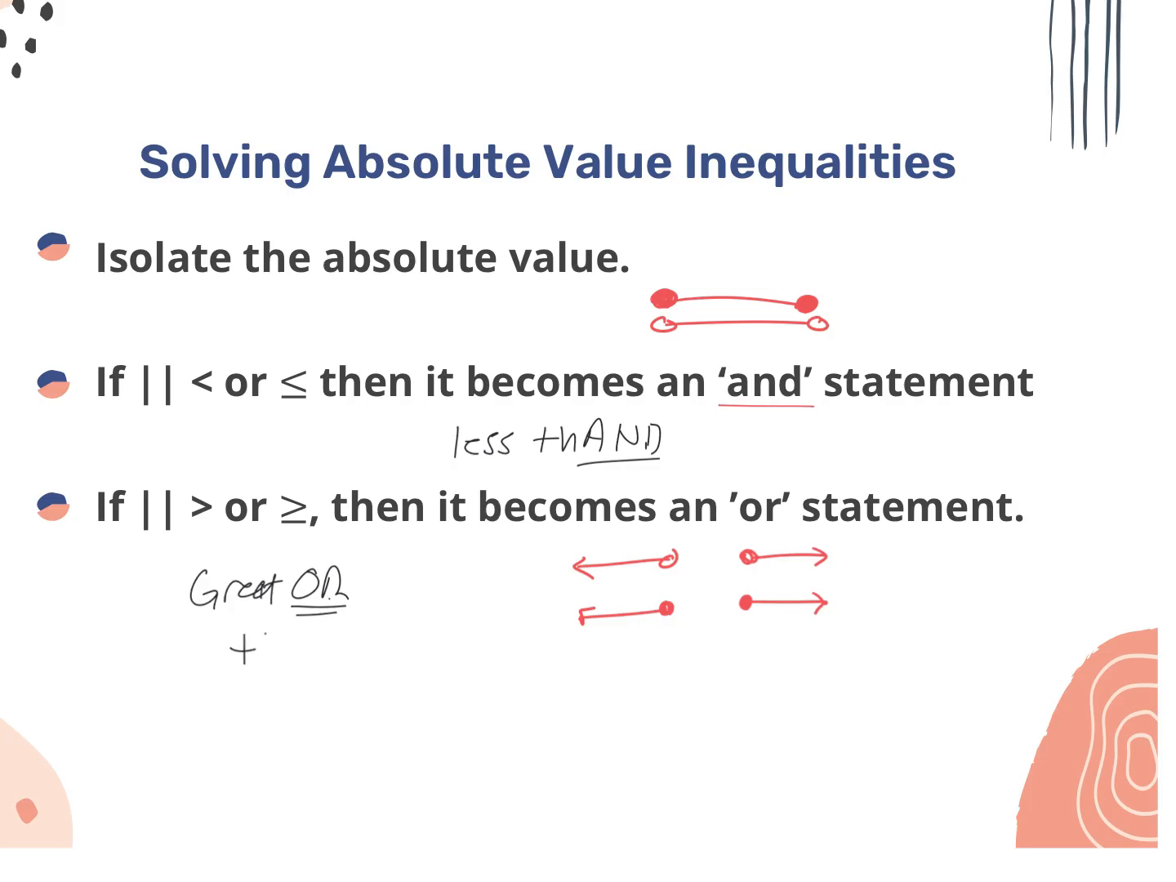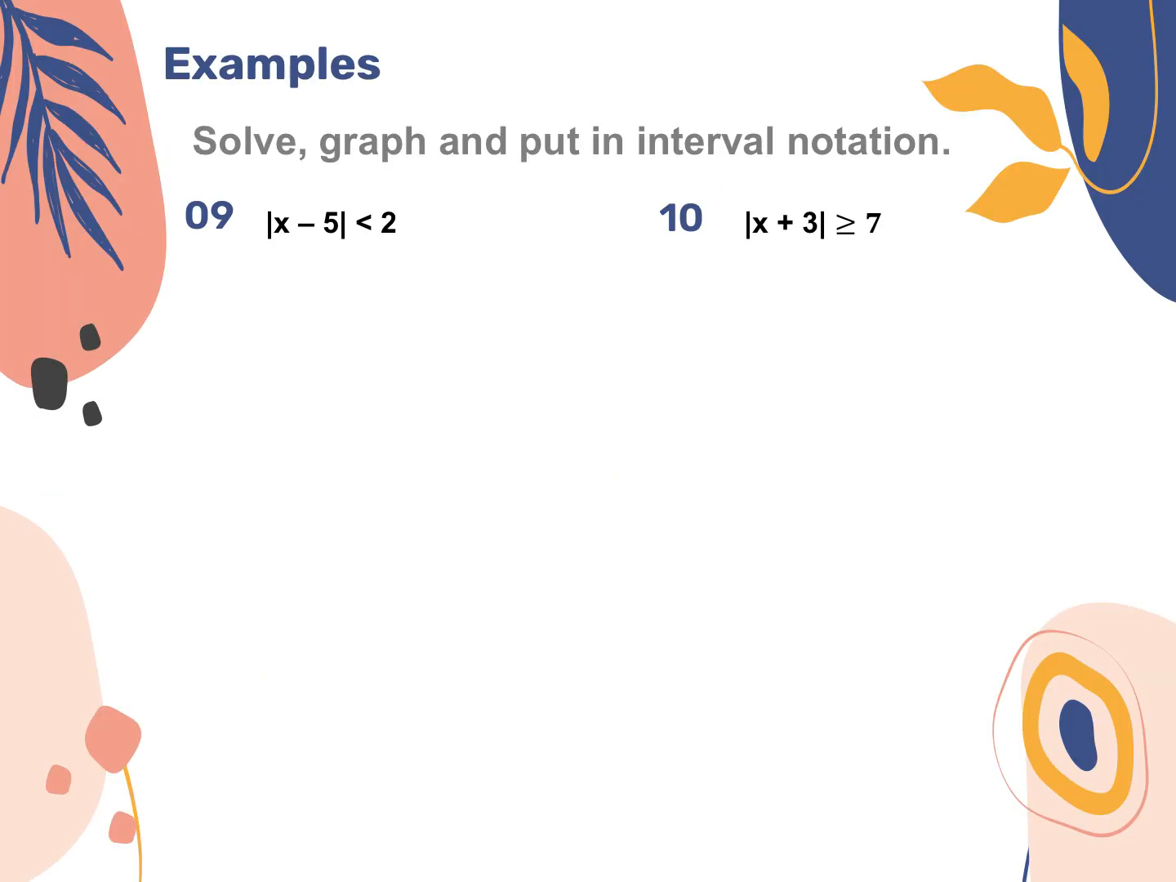Greater than is "great-or" than. Any greater thans are going to be an or statement, so you should expect two arrows. A less than is going to be an and statement, so we can expect to shade in between. I want to solve these, graph them, and put them in interval notation.